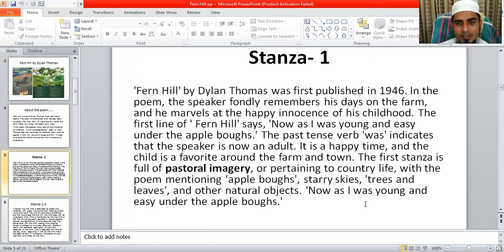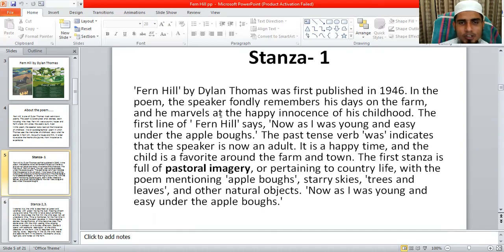In this way, in the first line, he starts the first stanza: "Now as I was young and easy under the apple boughs." In the first stanza, he gives a setting of the poem, and the poem is set in a rural, village area. He uses pastoral imagery in this poem to explain how he spent his childhood at Fern Hill, a farm of his aunt.